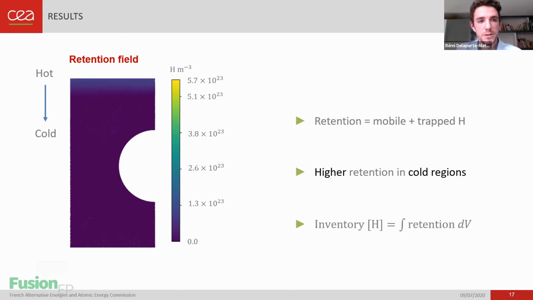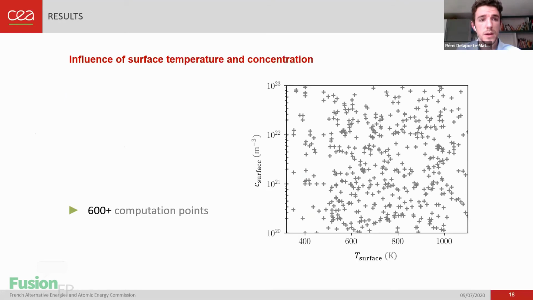With this kind of field, we can integrate the retention over the whole domain in order to get the total inventory of hydrogen in the monoblocks, which is the metric we're interested in. All right, we've done that for several surface conditions. So each point here corresponds to a monoblock simulation, and we made the surface concentration and the surface temperature vary.